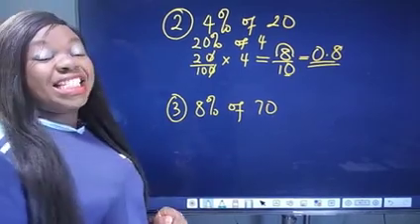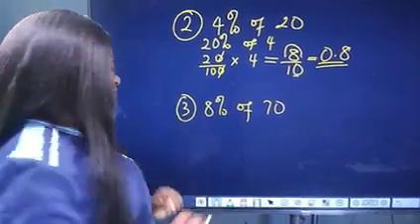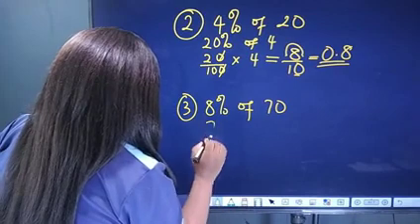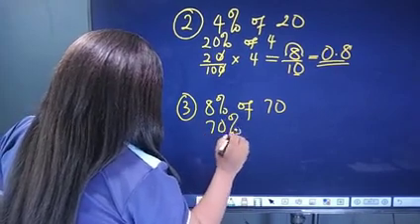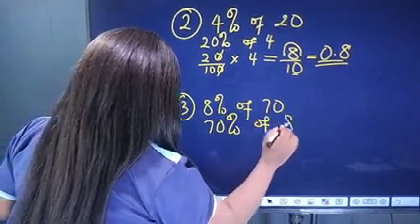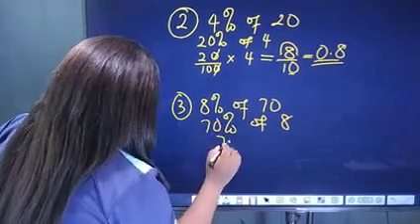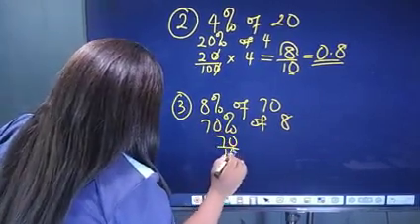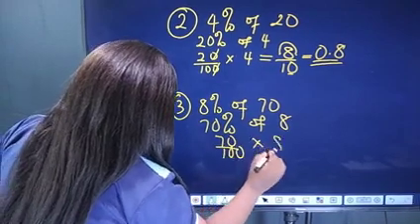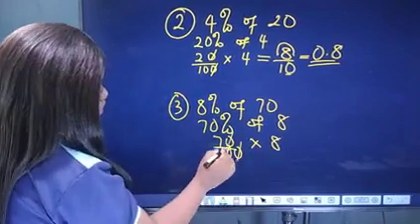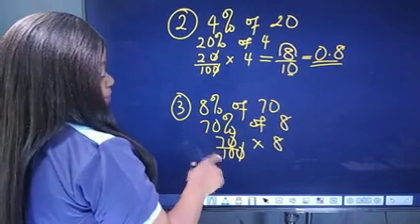Okay, the next one is 8% of 70. 8% of 70 is the same thing as 70% of 8. So we can write it as 70% of 8. In our next example, I'm not going to interchange it because it's also the same. So that is 70 over 100 times 8. Strike out 10, so you're left with 7 over 10 times 8.